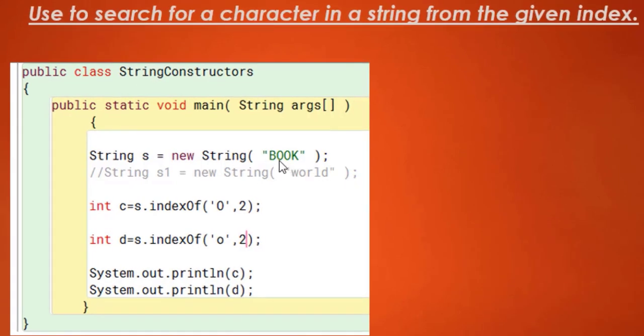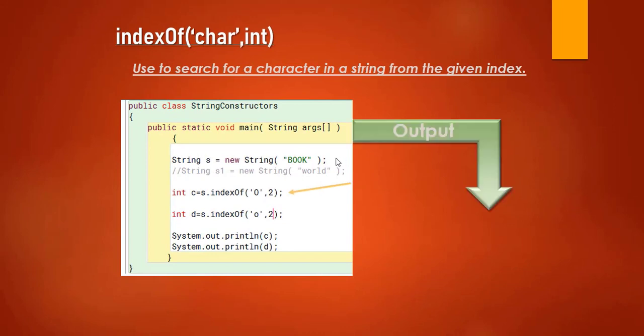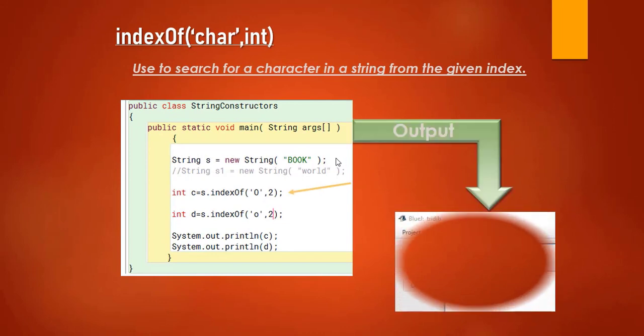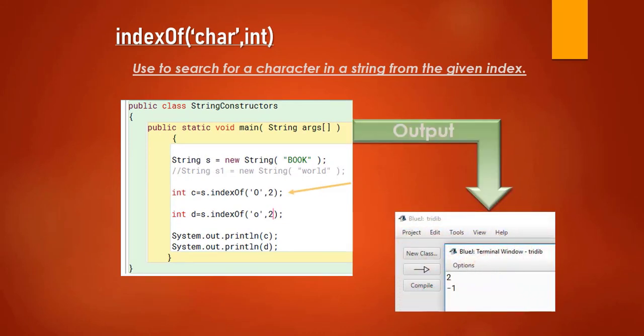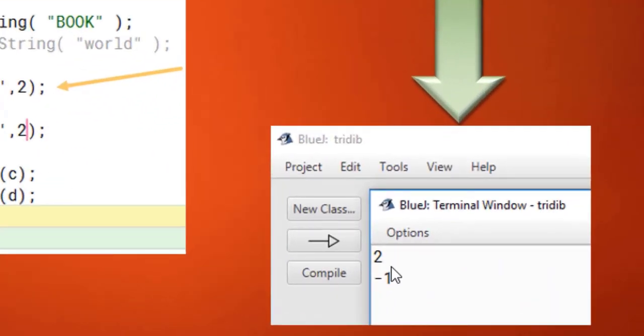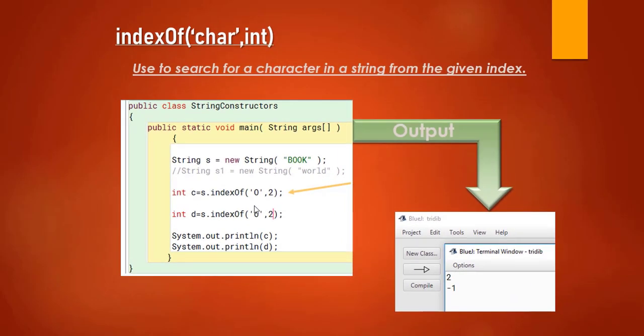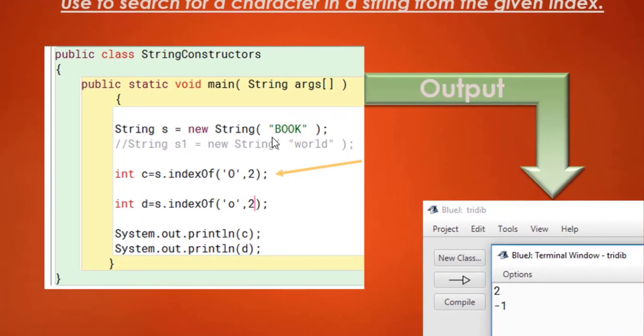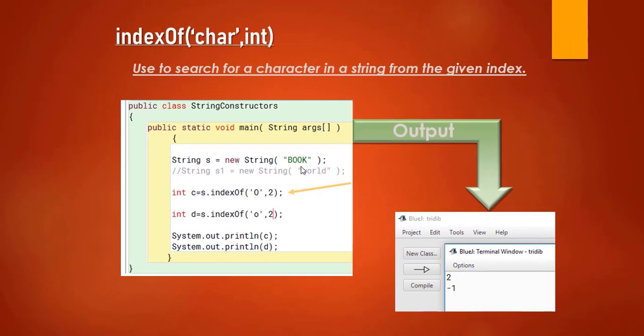In this case, the first O is not valid, because I have told in the comment that the character will be searched from index number 2. So what will be the output for it? The output will be minus 1. Why is the minus 1 here? Because this small o is not present in the string. As it is not available in the string, it will show minus 1.